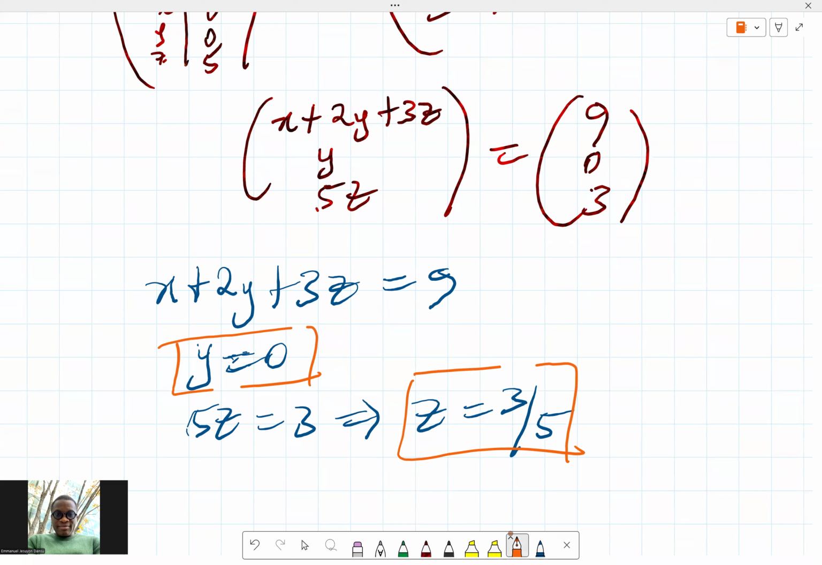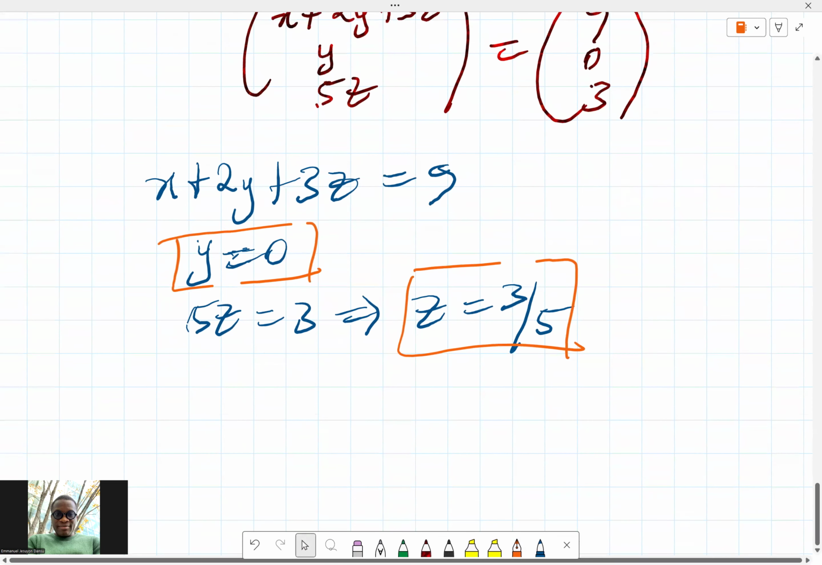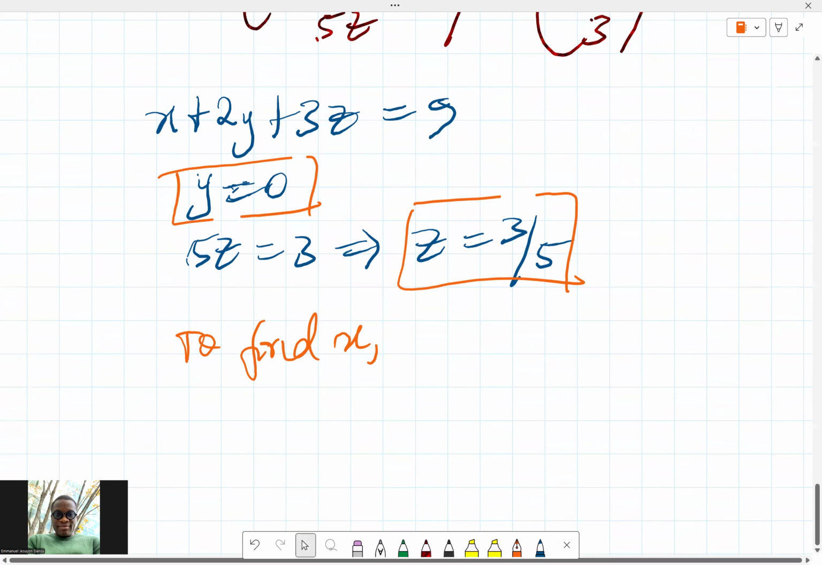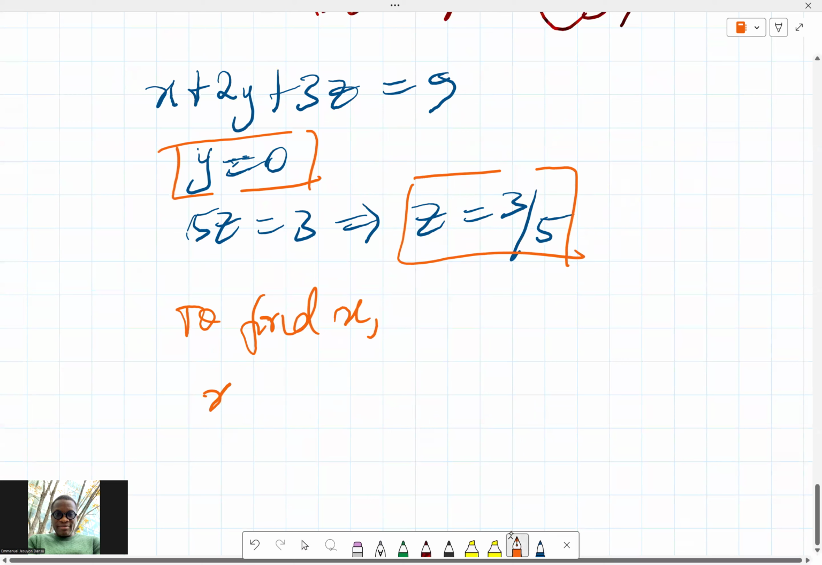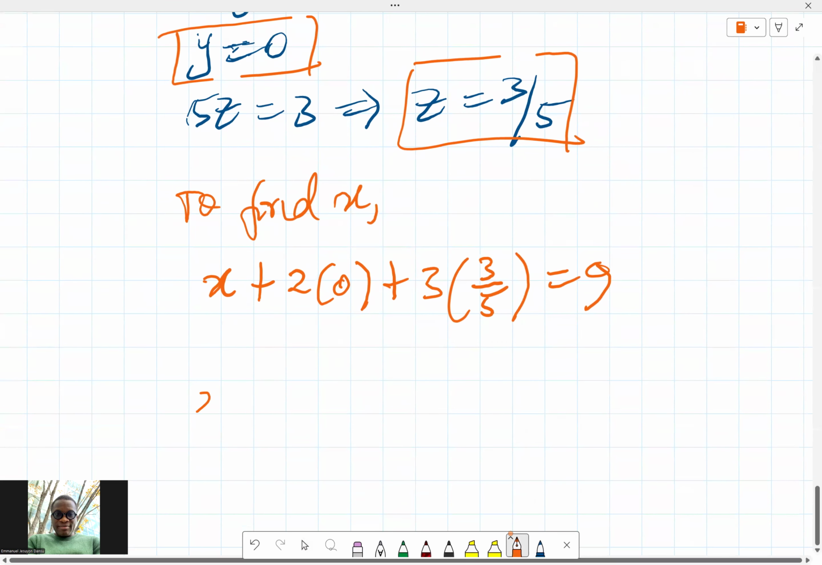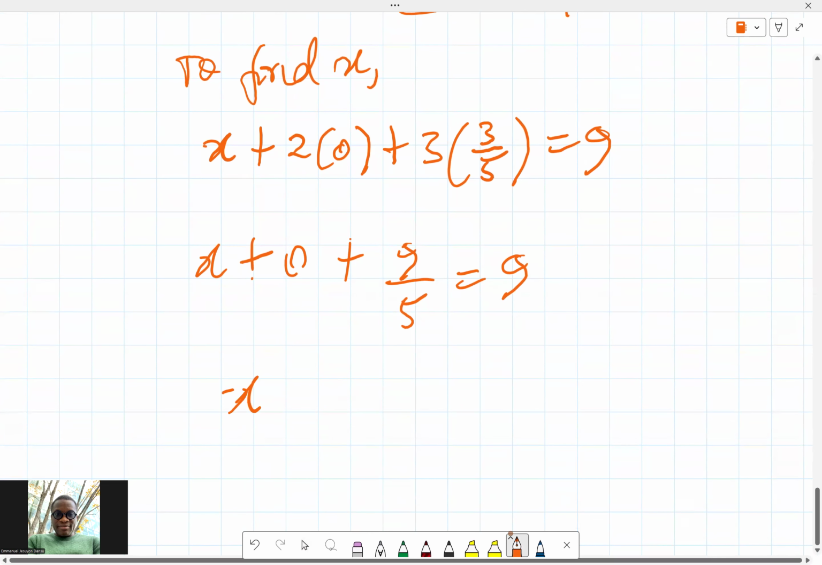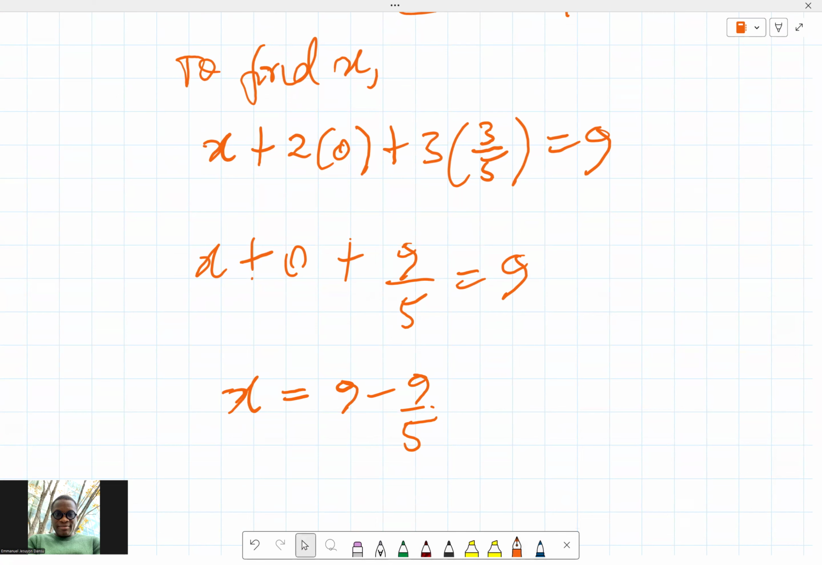And interestingly, that should be easy because we have all this sorted. So to find x, we just have x plus 2 times 0 plus 3 into 3 over 5 equals 9. And that will be x plus 0 plus 9 over 5 equals 9. So that is x equals 9 minus 9 over 5.